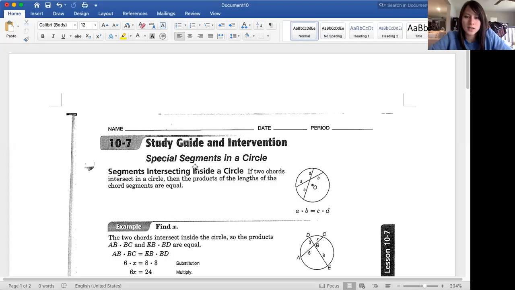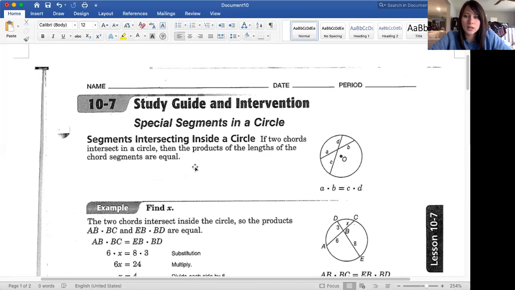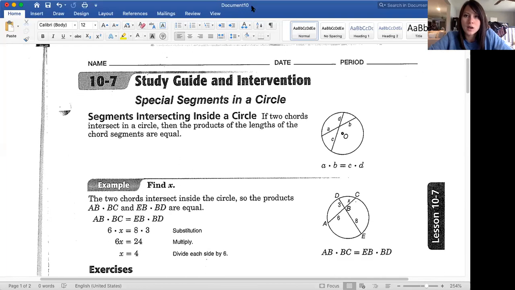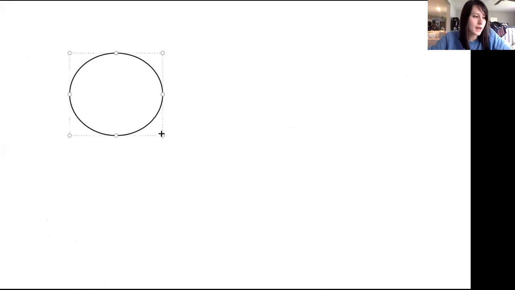So hopefully you have your study guide in front of you, but we're gonna continue to look at circles. I would encourage you to take out your notes, and we're gonna take a look at segments in a circle, special segments in a circle.